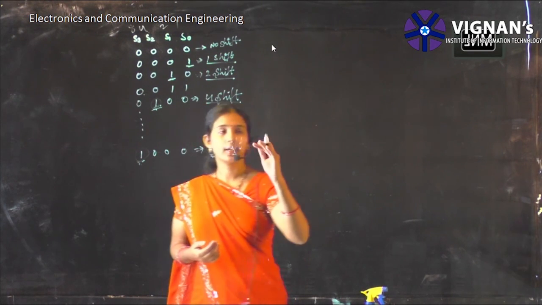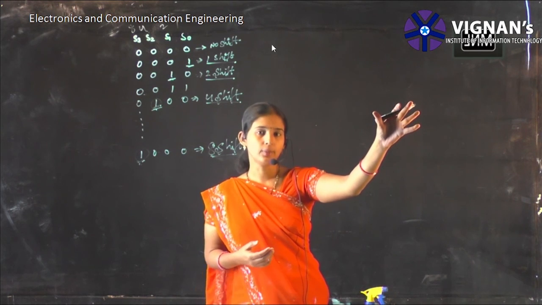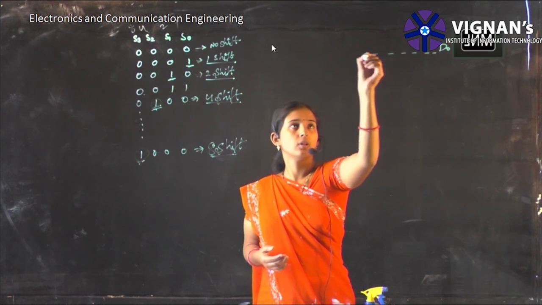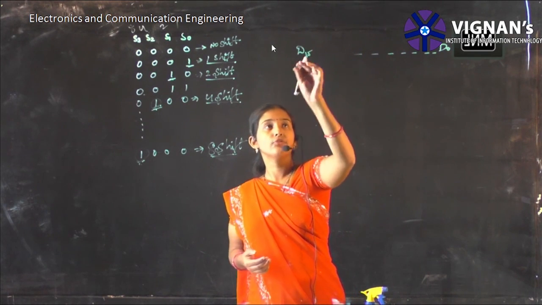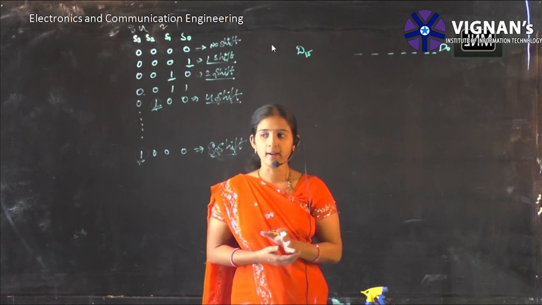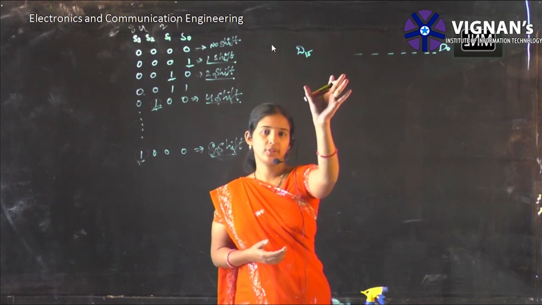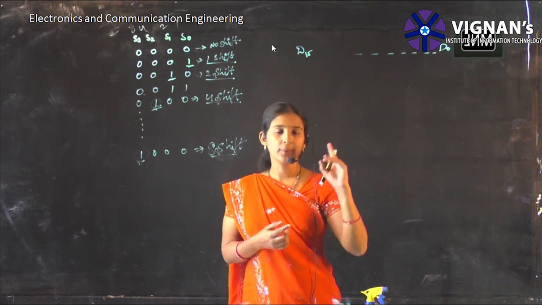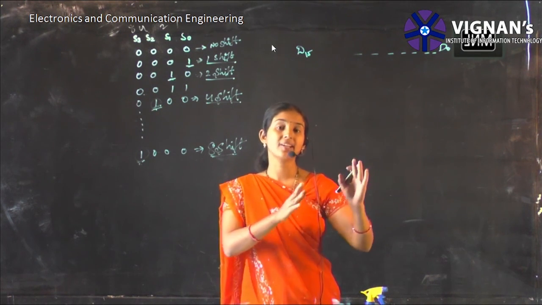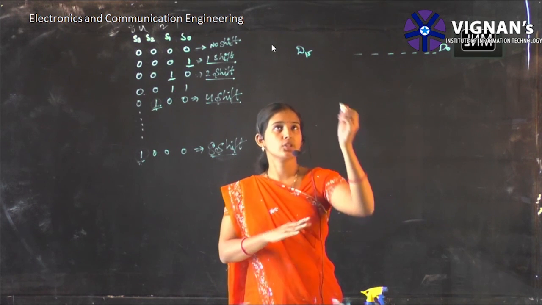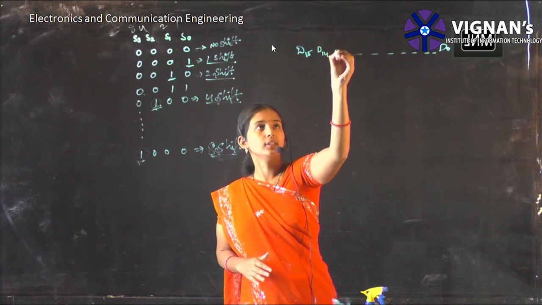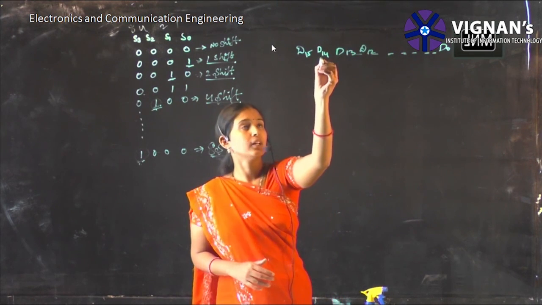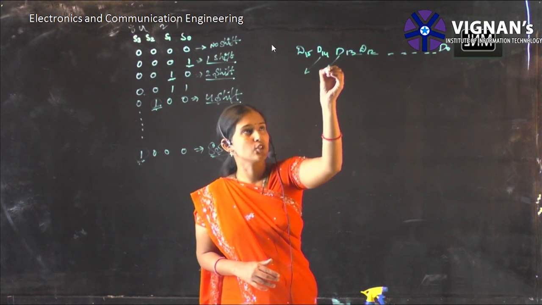Again, I'll be taking one example. Consider D0 to D15, so 16 bits of data are there. Now I want to shift 1 bit. Now I'll be discussing the left circular shift. Left circular shift in the sense, see here, D14, D13, D12 and so on. Now what will happen? Now you'll be having a left circular shift.